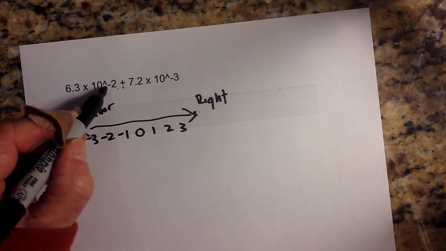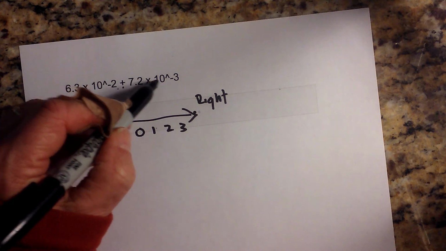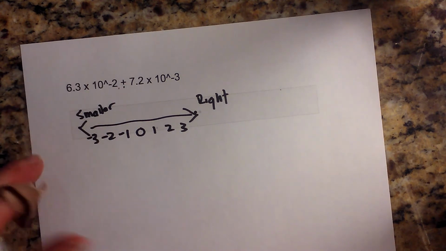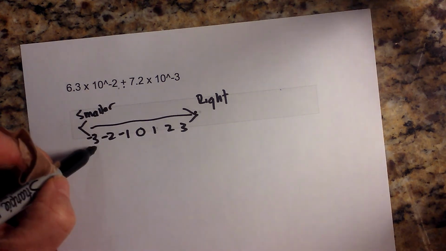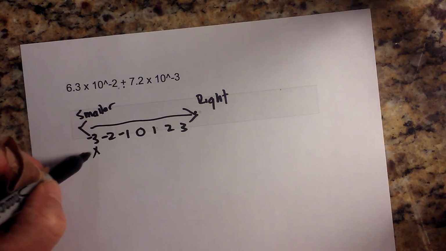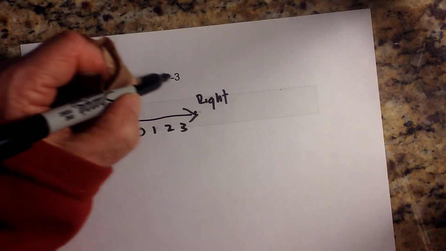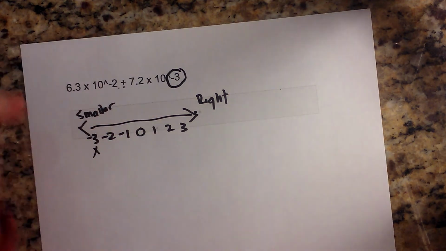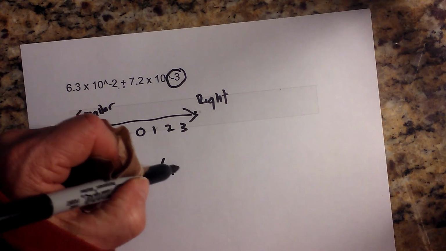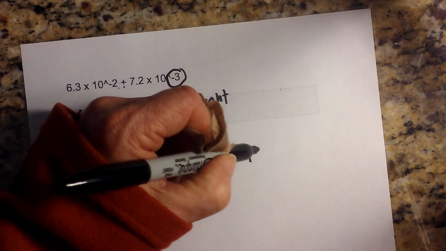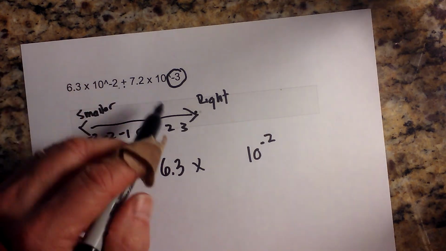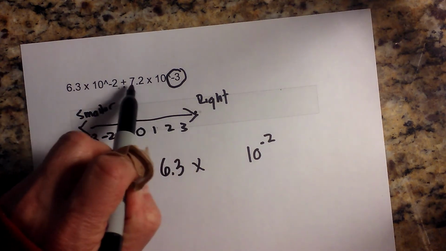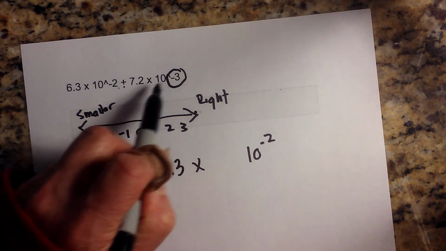6.3 times 10 to the negative second plus 7.2 times 10 to the negative third. Well, at first glance, you would think that -2 is smaller than -3. But please notice where -3 is. It's to the left of -2. So -3 is actually smaller than -2. So I'm going to rewrite this. So I have 6.3 times 10 to the negative second plus, and I need to convert this. I need to move it 1 to the left so that this becomes -2.